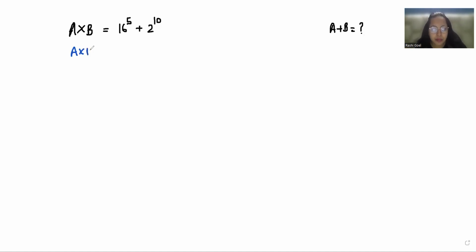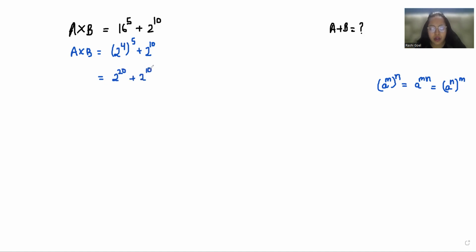So a times b is equal to 16 power 5 plus 2 power 10. We can write 16 as 2 power 4 whole power 5 plus 2 power 10. Now, according to the exponent rule, a power m power n, we can write it as a power mn or a power n power m. So it becomes 2 power 4 times 5 is 20, plus 2 power 10.